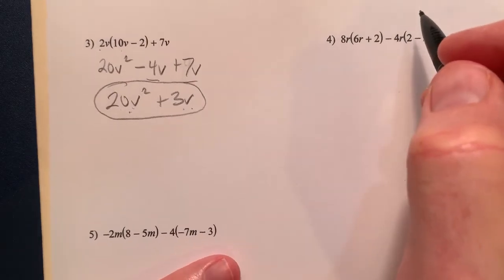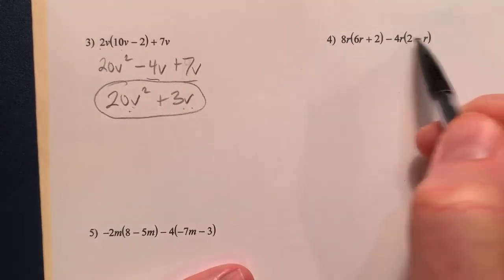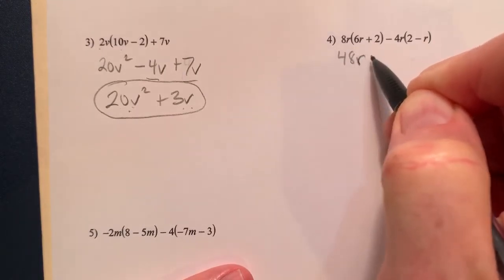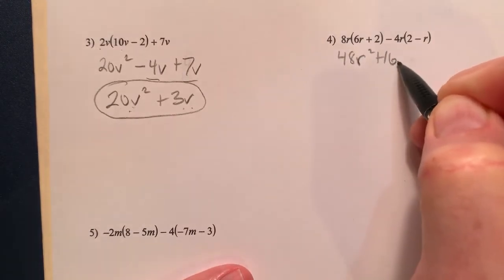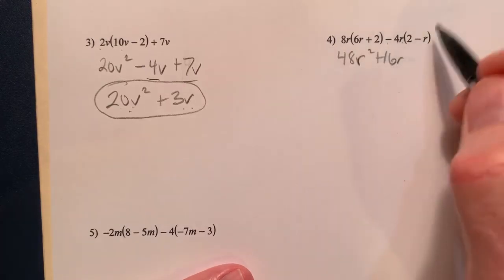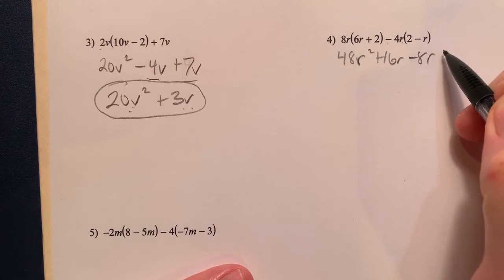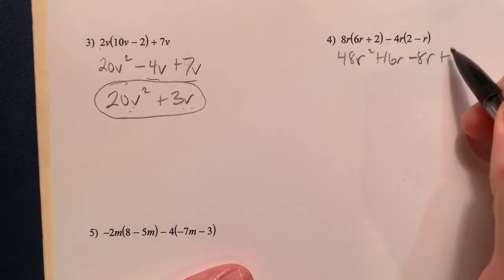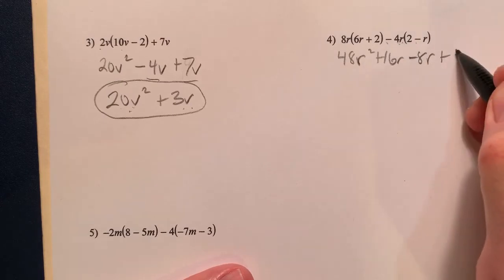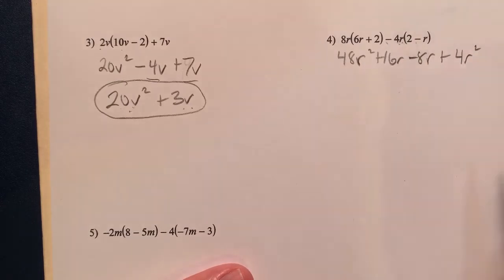Number 4, same thing, except I have to distribute twice. So this gives me 48r squared plus 16r. I'm distributing a negative 4r. So that gives me negative 8r, plus, because a negative times negative is positive, 4r times r is positive 4r squared.